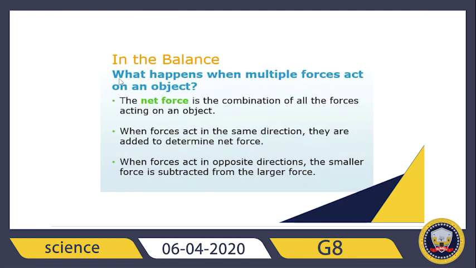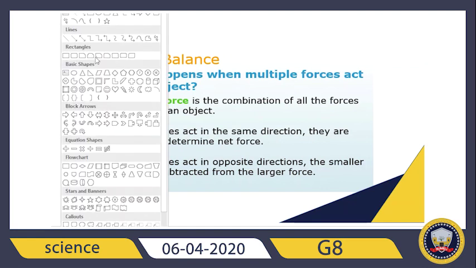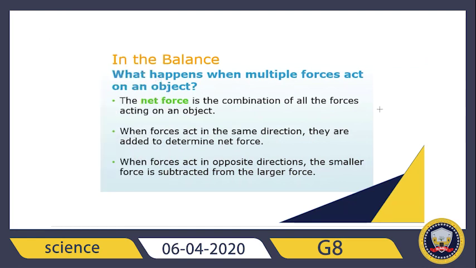So guys, an important question: what happens when multiple forces act on an object? A very important question. The net force is the combination of all the forces acting on an object. So let us see, guys, how these forces will affect an object. Let us consider the following example. Suppose we have this object.